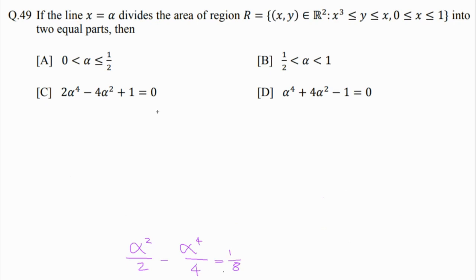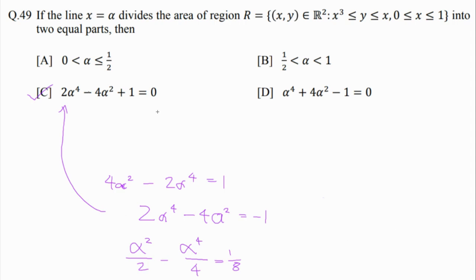Multiply both sides by 8, which will clear the denominator. So 4 alpha squared minus 2 alpha to the fourth is equal to 1. So now we simplify it a bit. 2 alpha to the fourth, sorry for the handwriting. Okay, so we are multiplying by -1: 2 alpha to the fourth minus 4 alpha squared is equal to -1. We simplify it a bit and we end up getting C. So C is correct. If C is correct, we can just find the roots of it, right? That's all we need to do now.